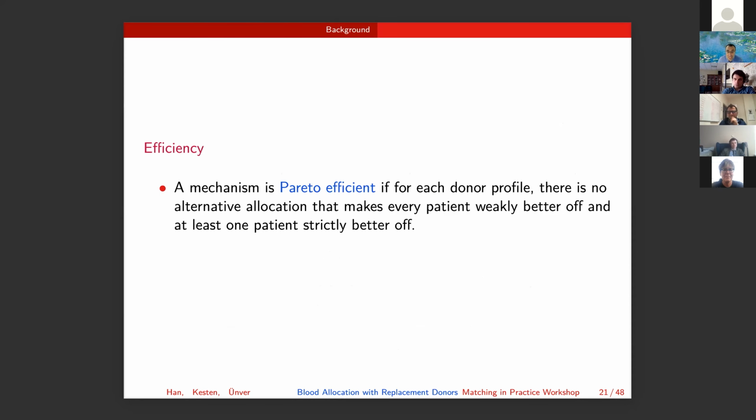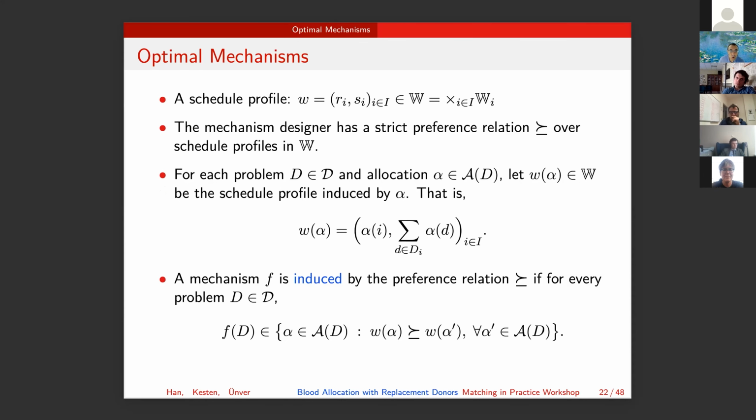And efficiency will say that basically for each reported donor profile, there is no alternative allocation that makes every patient weakly better off and at least one patient strictly better off. So in this world, I'm going to focus on what I call optimal mechanisms.